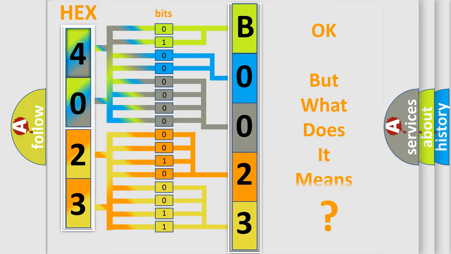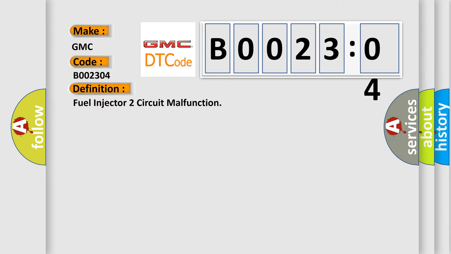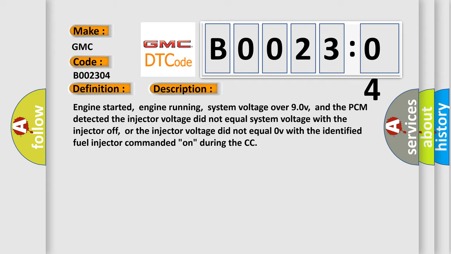The number itself does not make sense to us if we cannot assign information to what it actually expresses. So, what does the diagnostic trouble code B0023-04 specifically mean for GMC car manufacturers? The basic definition is fuel injector 2 circuit malfunction. And now this is a short description of this DTC code. Engine started, engine running, system voltage over 90V, and the PCM detected the injector voltage did not equal system voltage with the injector off, or the injector voltage did not equal 0V with the identified fuel injector commanded on during the CC.